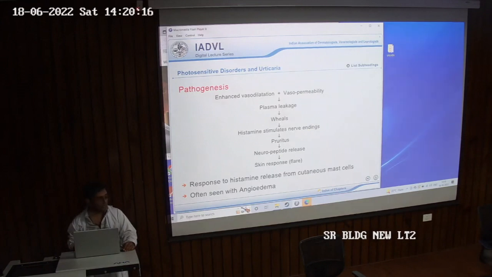Does anyone know what angioedema is? Anything? Yes. So how does it present? How does the patient come? Okay. Lips are swollen and eyes are swollen.